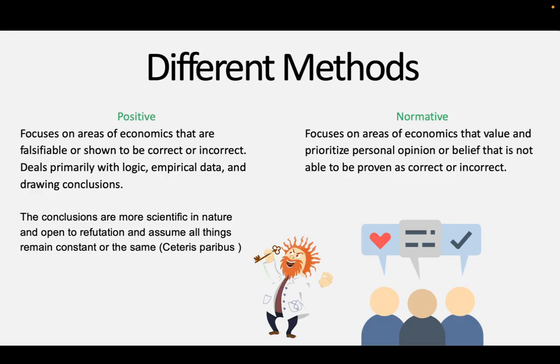So, a positive economic statement is: unemployment is 4.3%. That's a positive economic statement. That's more quantifiable. It's either correct or it's incorrect.